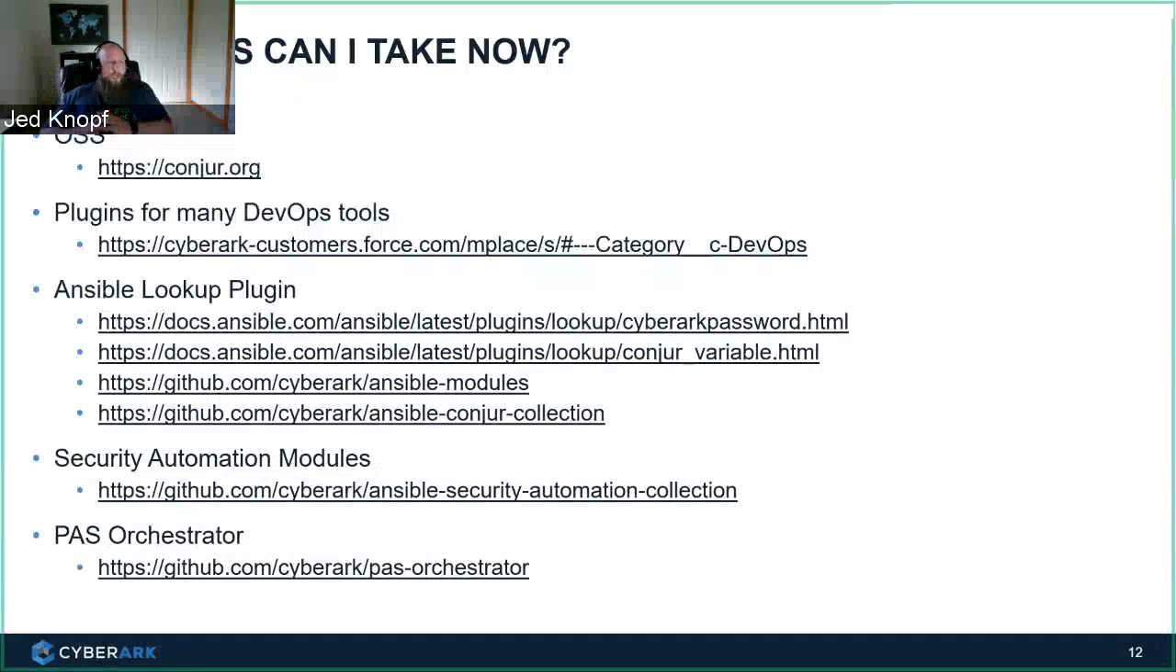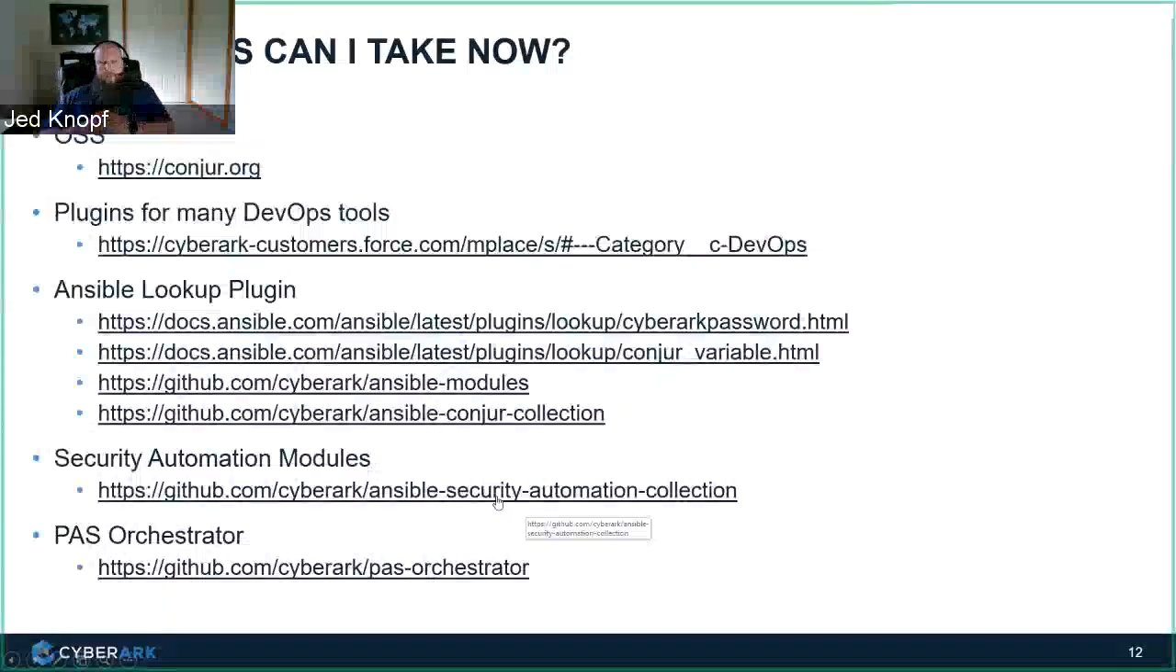So, for example, that CyberArk password lookup and the Conjur variable, both of those are available on the docs site of Ansible.com. And then I also provided a couple links here to the GitHubs for the Ansible modules and the Conjur collection if you want to go right to the GitHub repositories we have there. And then I also referenced both of these here, which is going to be the automation from being able to create. Now, I showed you how to retrieve a credential.